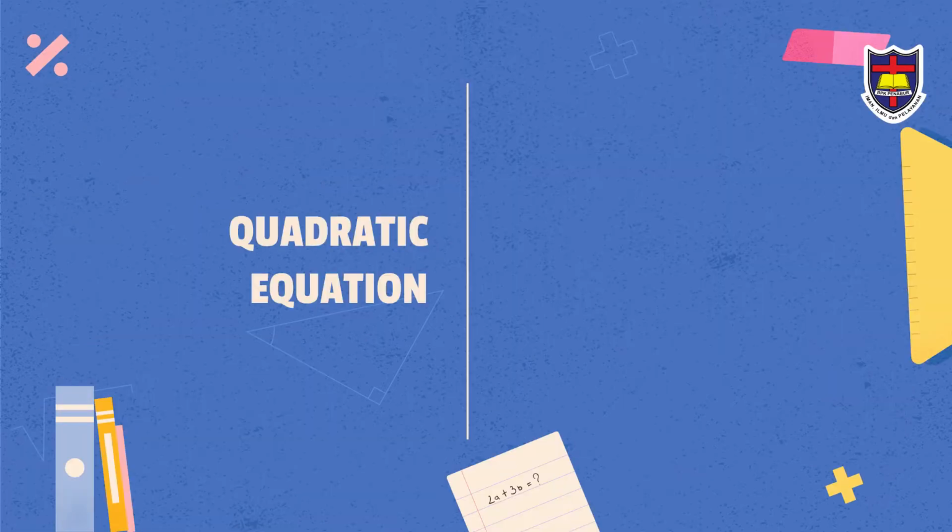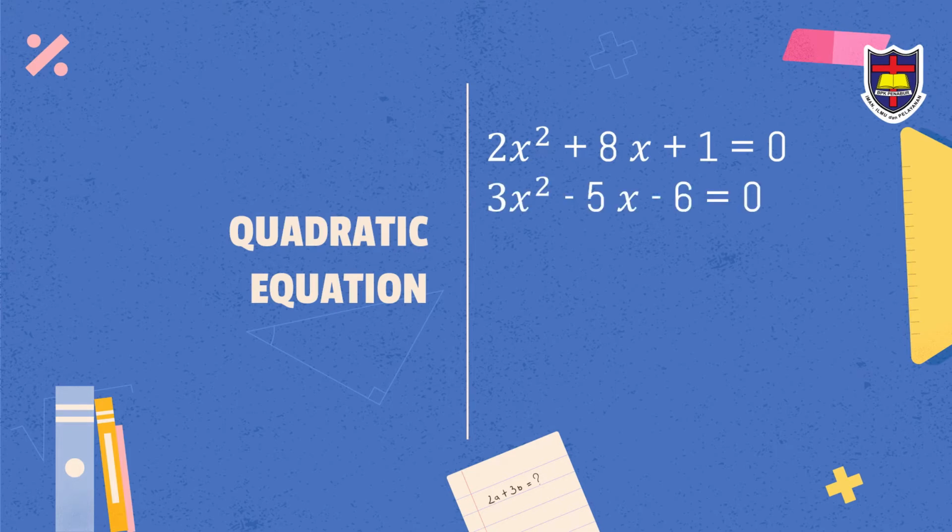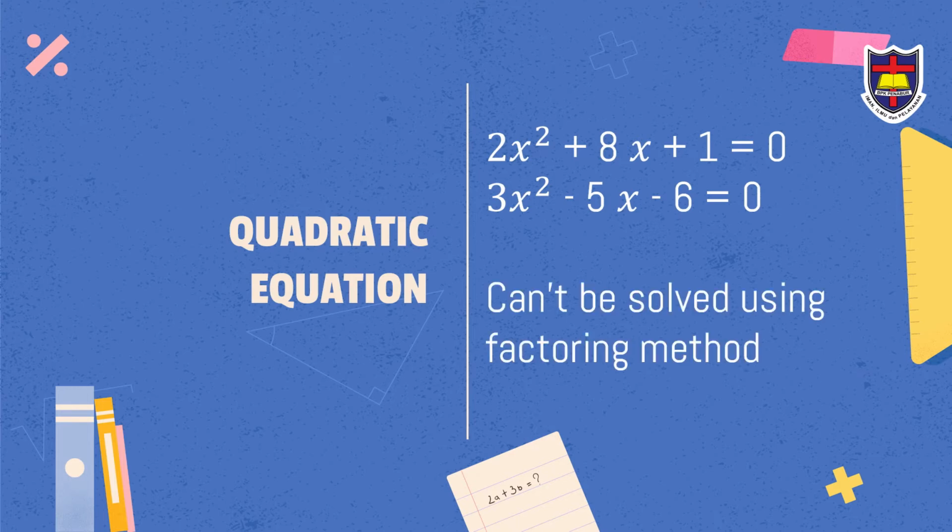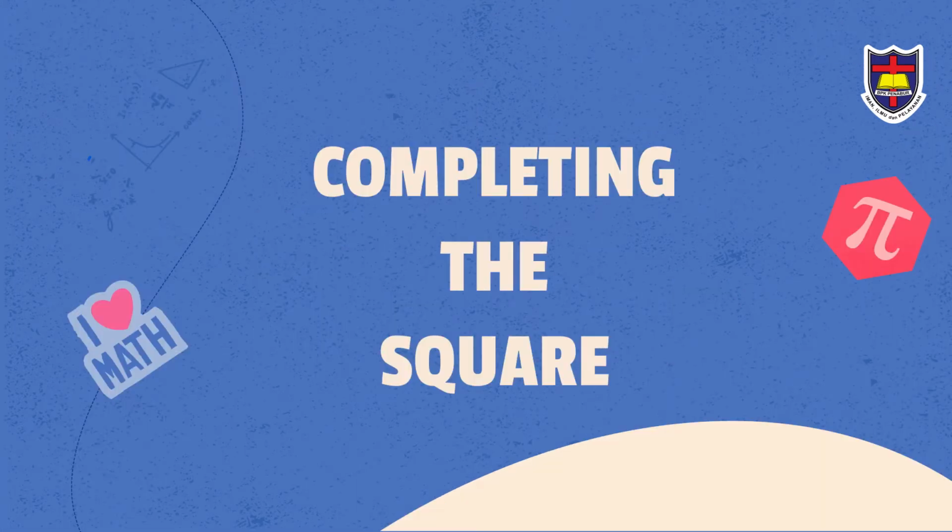Okay, so now if I have a quadratic equation, 2x squared plus 8x plus 1 equals 0, or 3x squared minus 5x minus 6 equals 0, we cannot find the solution of it using the factoring method. So for these equations, we must use completing the square, the second method, or the quadratic formula, the third method. For today we will learn about completing the square, and the steps to find the solution of a quadratic equation.